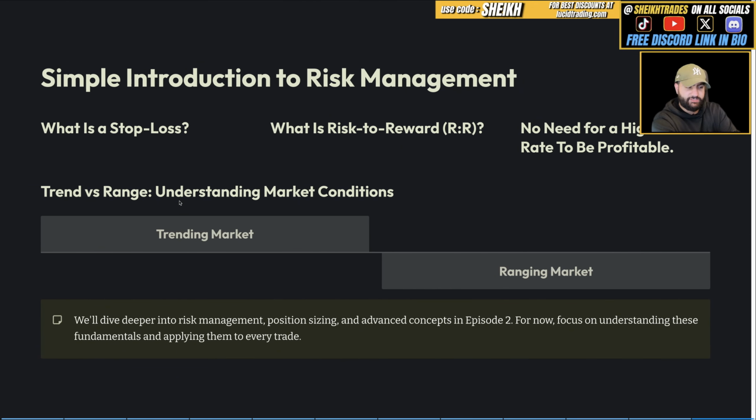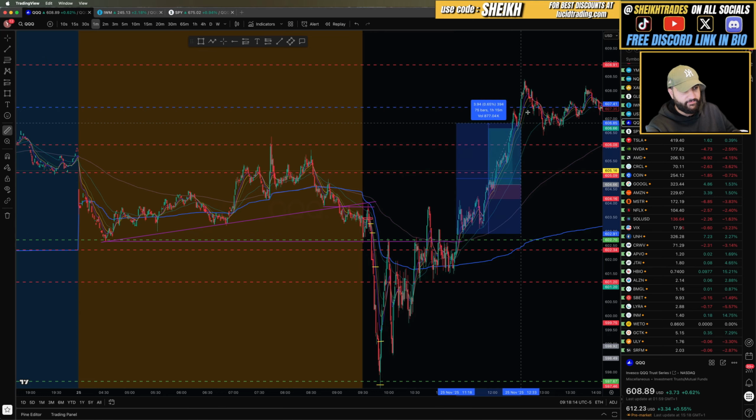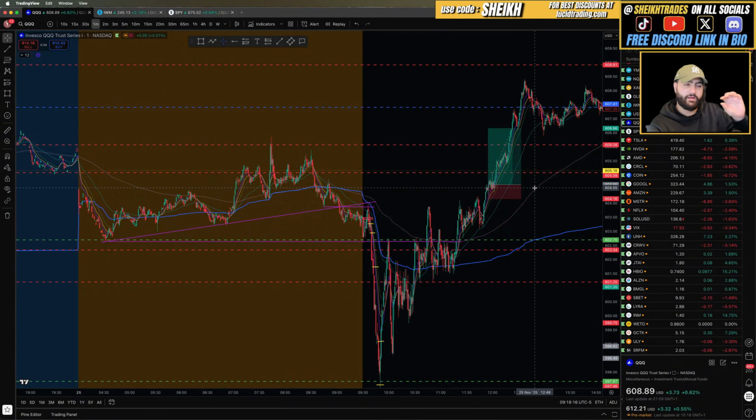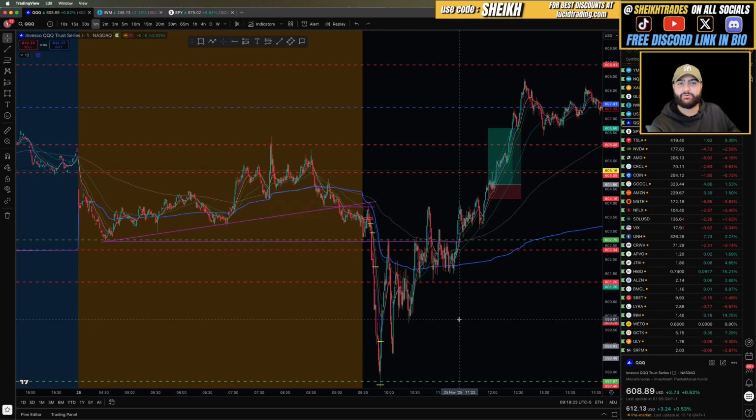Trending market versus ranging market. Market conditions. I'm not going to get too deep into that. But what is a trending market? Well, we had yesterday, this part from here to here is the trending market, where the market moves up without any choppiness. And this part, what we had here, which I've highlighted, is what I call a ranging market.